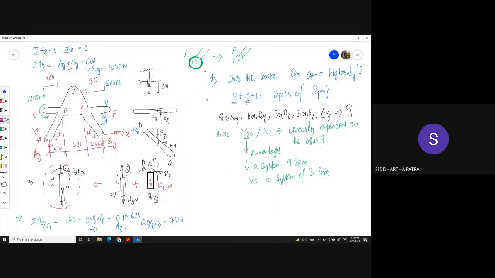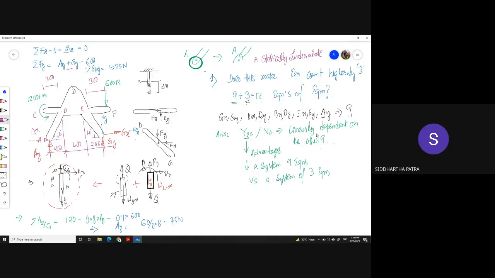would become something called statically indeterminate. That means you cannot figure out all the reaction forces or all the forces in this problem or moments simply by solving equations of equilibrium.